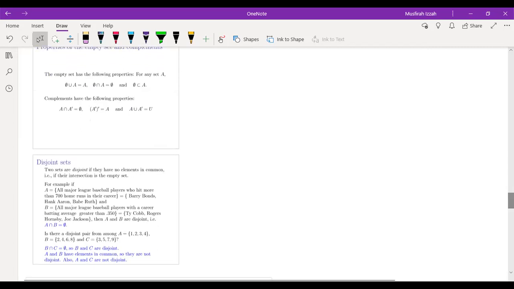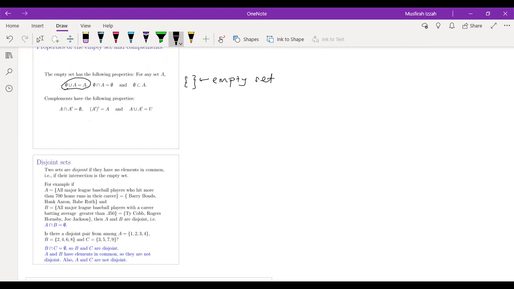Okay. Ini awak kena ingat lah. Kita ada, ini kita panggil dia empty set. Empty set ni tak ada nilai apa-apa. Dia ada bentuk macam ni juga. Ini pun kita panggil dia empty set. Empty set ni set kosong. Set kosong ni tak ada nilai apa-apa. Tapi dalam semua set mesti ada set kosong lah.